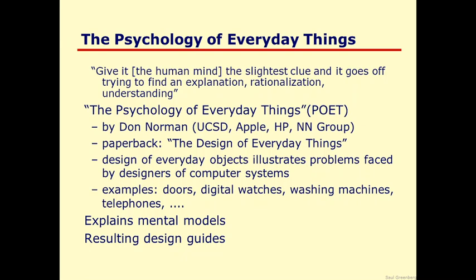So the psychology of everyday things, in short called POET, is by Donald Norman. Donald Norman is a very famous writer. A paperback copy of the book is available called The Design of Everyday Things. The design of everyday objects illustrates the problems faced by designers of computer systems. Examples include doors, digital watches, washing machines, telephones, and it explains mental models and resulting design guidelines.